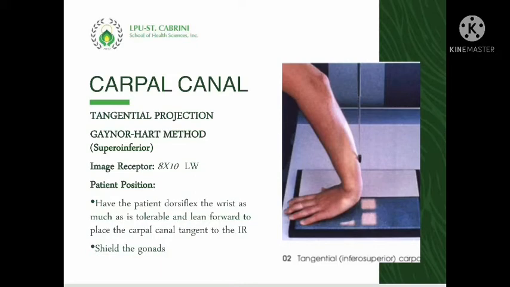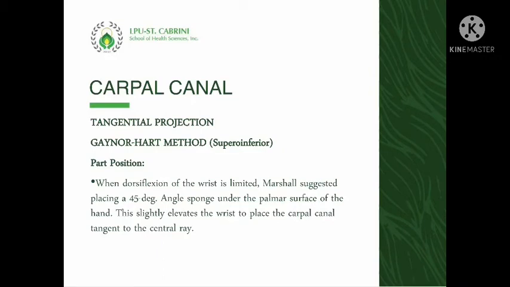If dorsiflexion of the wrist is limited, a 45 degree sponge wedge may be placed under the palmar surface of the hand to slightly elevate the wrist, to place the carpal canal tangent to the central ray. This technique was suggested by Marshall.